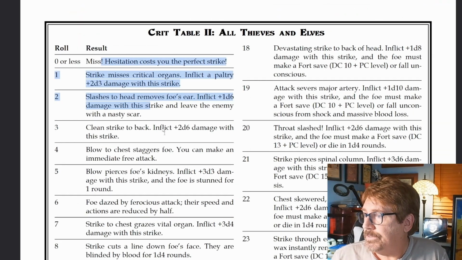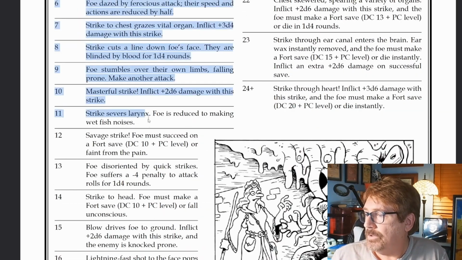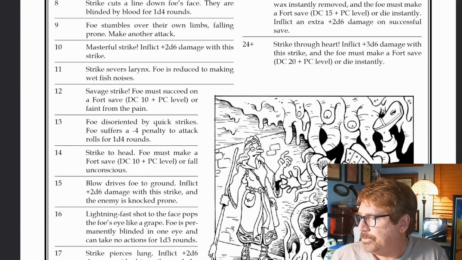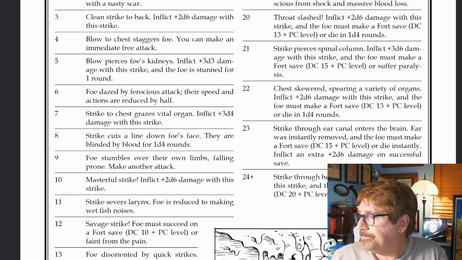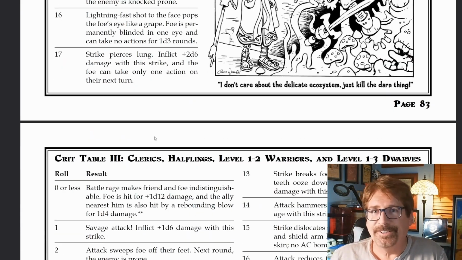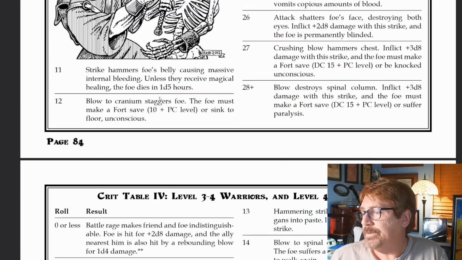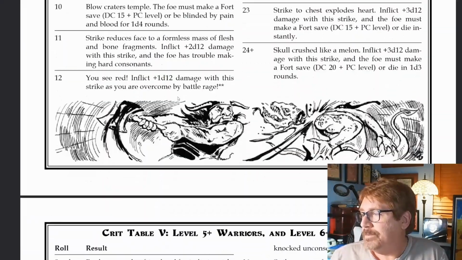All thieves and elves, another crit table. So it's definitely customized for a lot of things that could happen in a round. I'm sure some of these things I probably never thought of, or some of it might be redundant, but it doesn't matter. It still doesn't affect how you would run this with Greyhawk, so it looks fine. So there's a lot of crit tables here. A lot of crit tables.